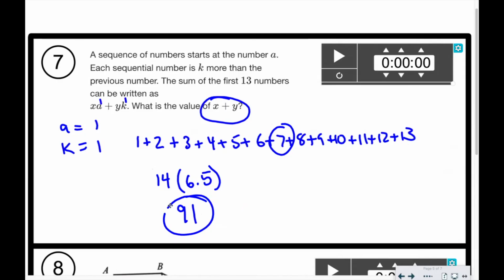You definitely don't have to get that fancy with it. Adding 13 numbers in the calculator should not really take you very long. But if it's a bunch more numbers, then maybe. So again, the key is I chose these to be 1 so that the sum of the first 13 numbers, when A is 1 and K is 1, is X plus Y. So the value of X plus Y is 91.